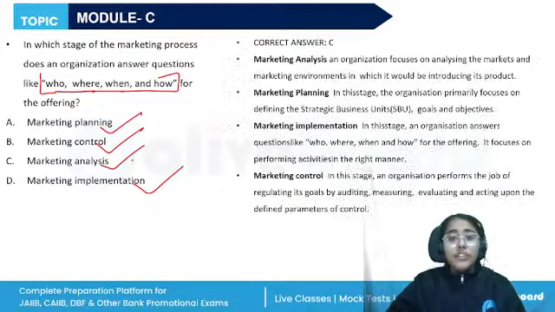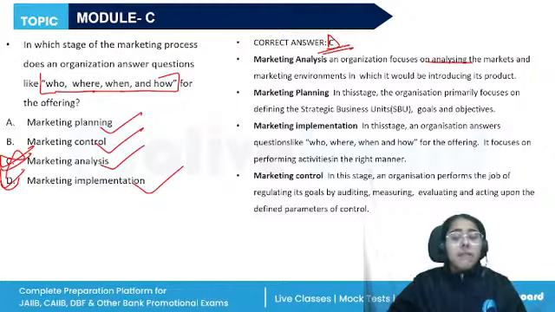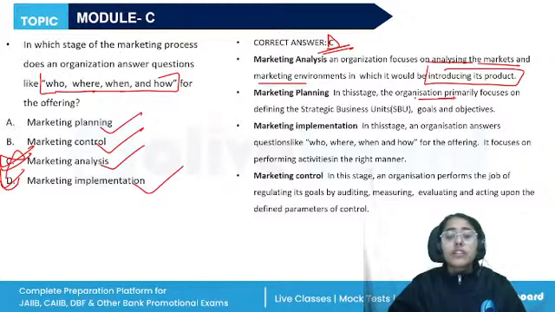So the correct answer will be option C, which is marketing analysis. Marketing analysis is in an organization, focuses on analyzing the. Actually, the correct answer will be option D, not C. It will be option D. Marketing implementation. Marketing analysis focuses on analyzing the market and marketing environments in which it should be introducing the product. Marketing planning refers to the focusing during the SBU, the goals and objectives. Implementation answers the who, where, when, and how for the offering.